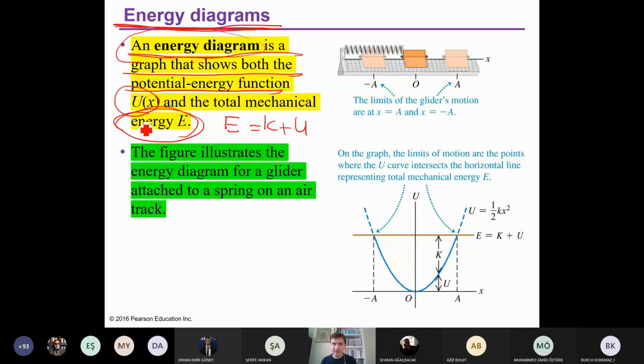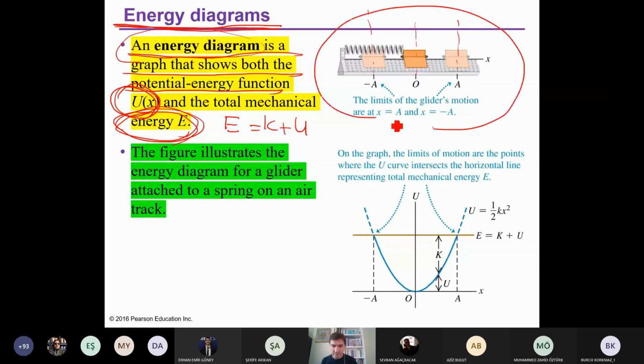Here we have a glider. This is the air track, and this is the spring, and this is the equilibrium condition, and this is the stretched condition. This is the compressed condition. Okay, these are the limits of the glider. So now what about the energy diagram of this system? The energy diagram of this system is given here.